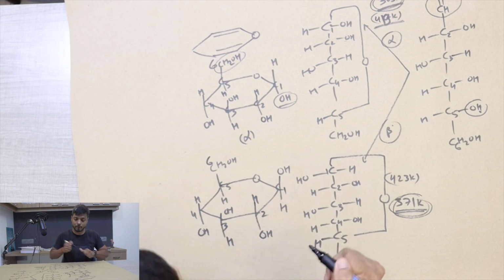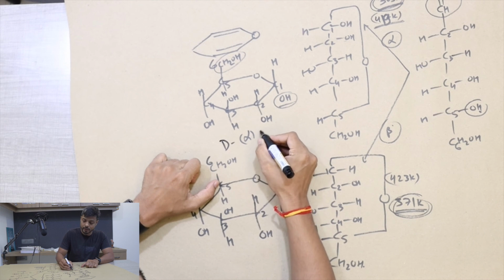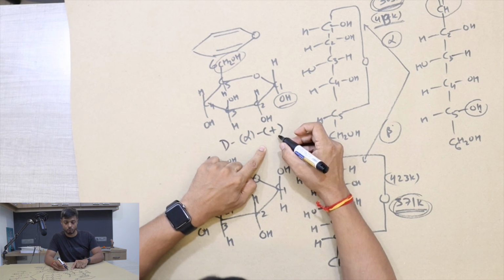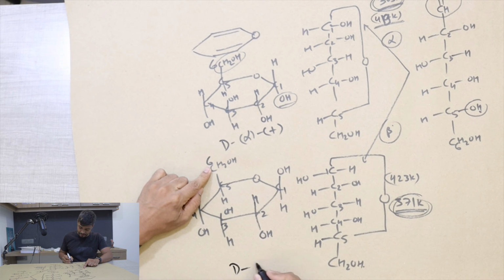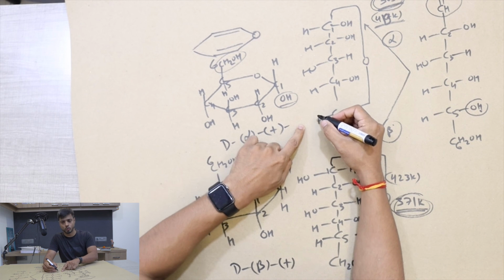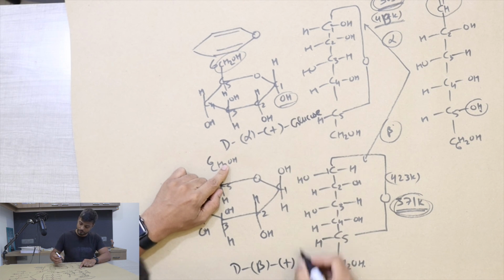And I'll write the full name of it. This is alpha. We also write capital D. We also write plus over here. Plus means these molecules are dextrorotatory. So this is D, beta, and plus sign because they are still dextrorotatory. And then we can write glucose over here, right? This is glucose. Glucose alpha form and glucose beta form.